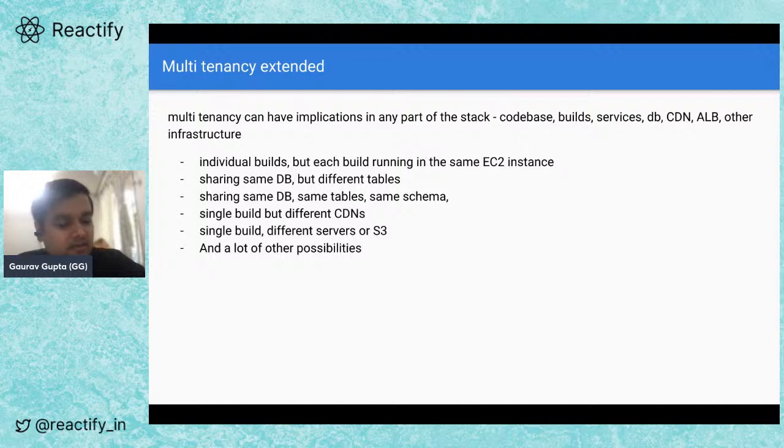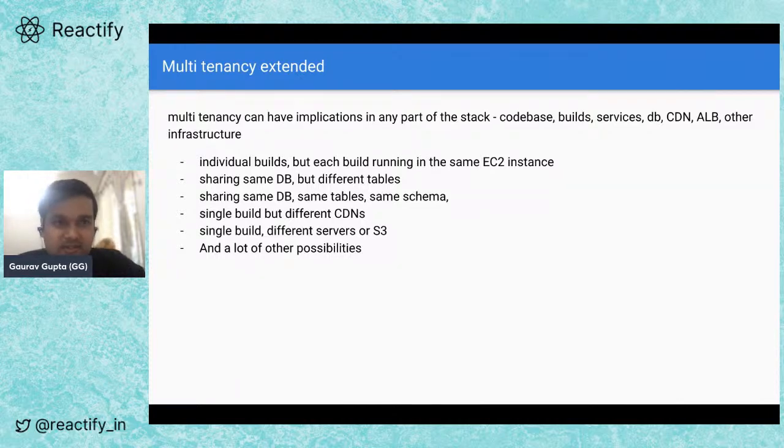There might be a single build or multiple builds, and there would be different EC2 servers serving this. So there are a lot of options, which means that every part of the stack somehow contributes to multi-tenancy, and there is no black or white definition of when something is multi-tenant or not. So that is not the point of discussion today as well. We are not going into the strict definition of what multi-tenancy exactly is, but we are going to discuss how to enable multiple tenants or multiple customers in your app.